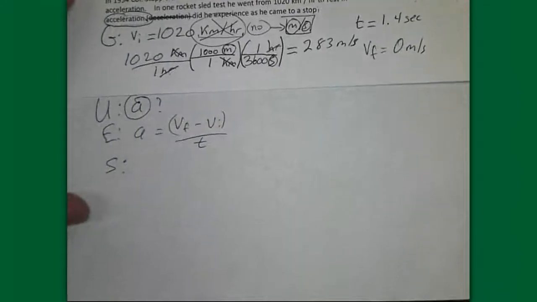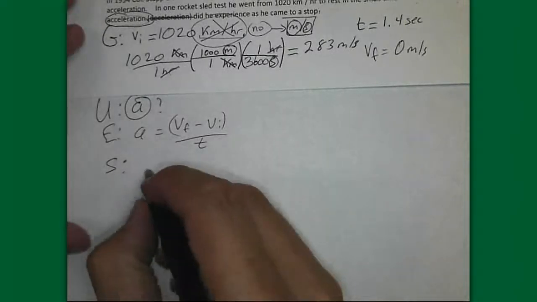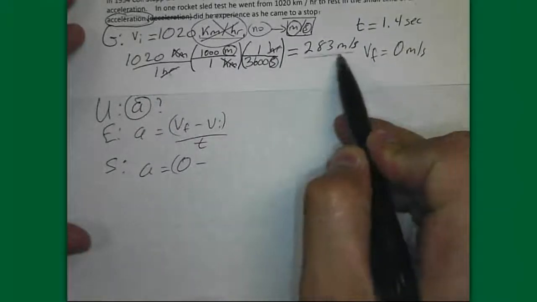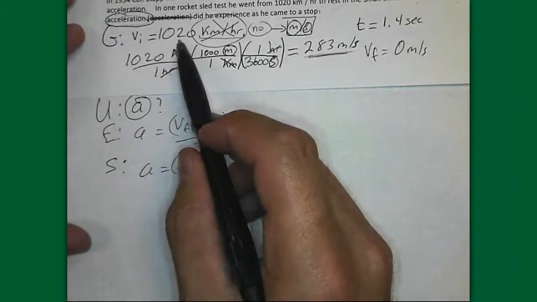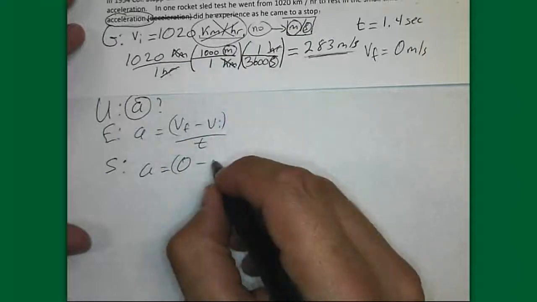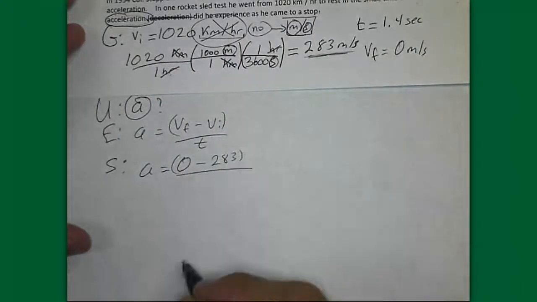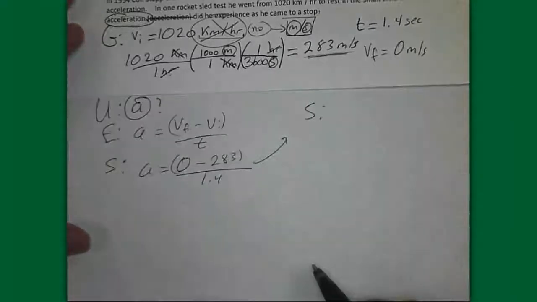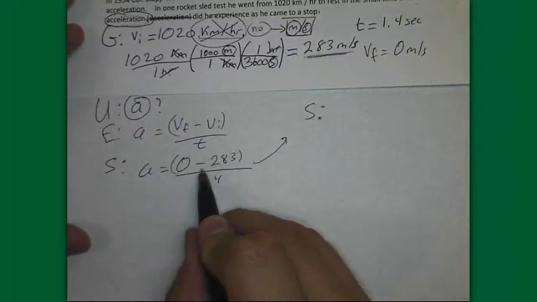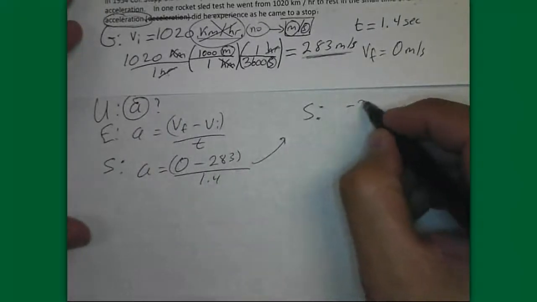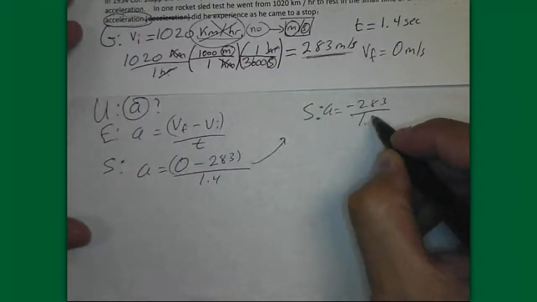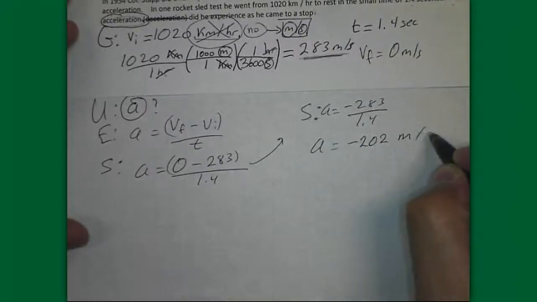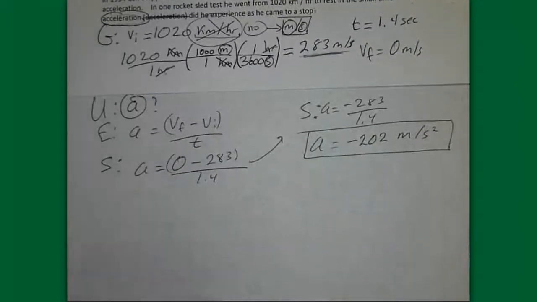Next, the first S, we're going to substitute everything in. So our final velocity was 0. Our initial velocity, we figured out, was 283 meters per second, not 1,020. We cannot enter this number into the equation because it's not in the correct units. It must be in meters per second to put it in this equation. And the time is 1.4. The last S we'll go to here is to solve. 0 minus 283 gives you negative 283 divided by 1.4, and if you work that out, you should get an acceleration of negative 202 meters per second squared. That's the amount of acceleration that this man experienced.